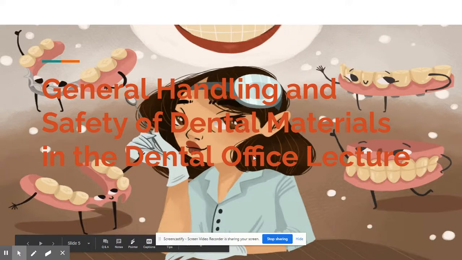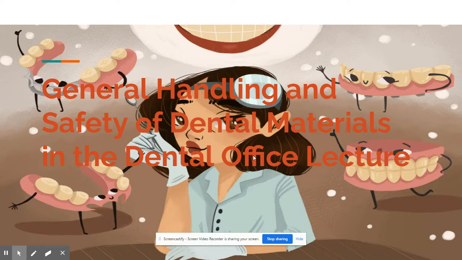General handling and safety of dental materials in the dental office. Dental healthcare personnel use a wide variety of chemical-containing dental materials for patient treatment and laboratory procedures. All chemicals are capable of causing harmful effects if they are absorbed into the human body. The safety of the patient and the dental professional handling dental materials is of paramount concern.